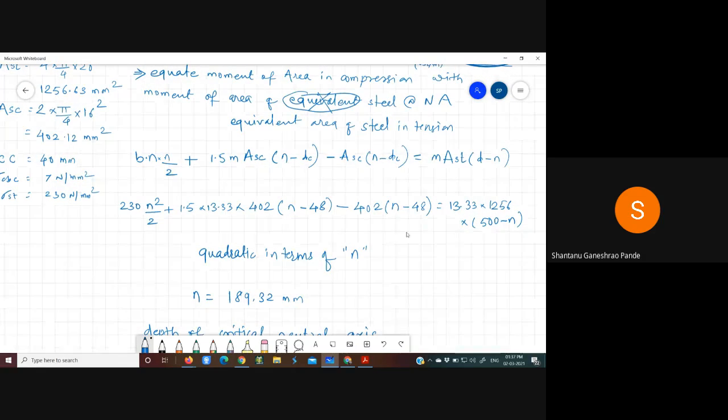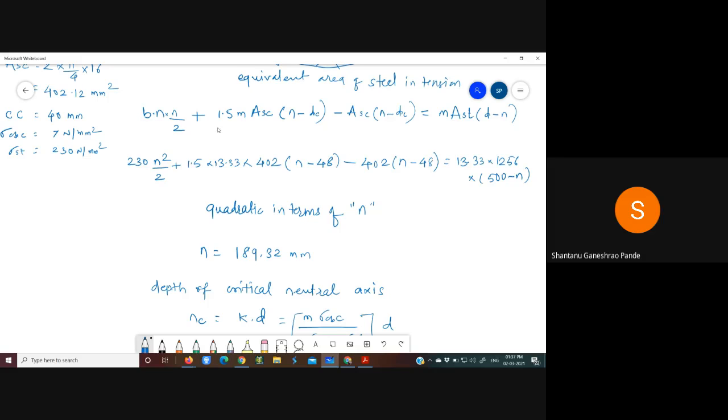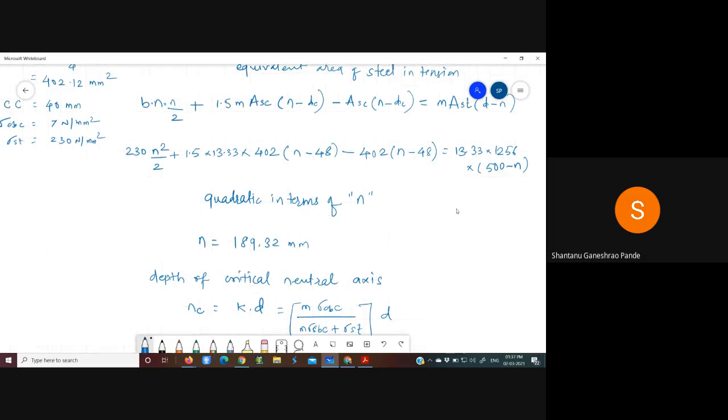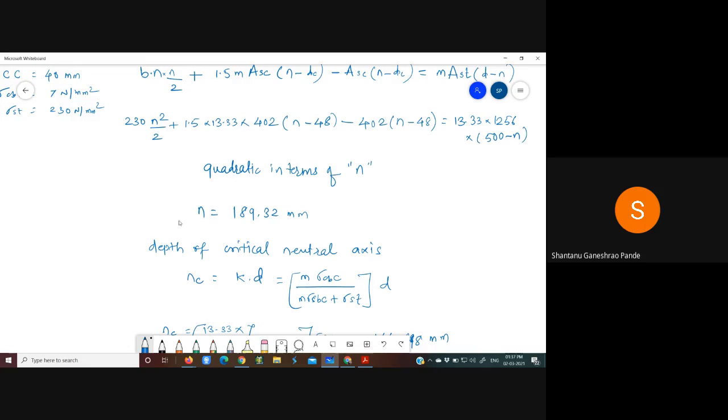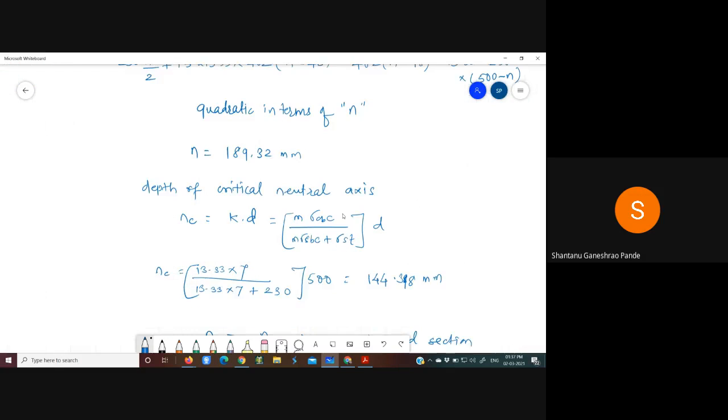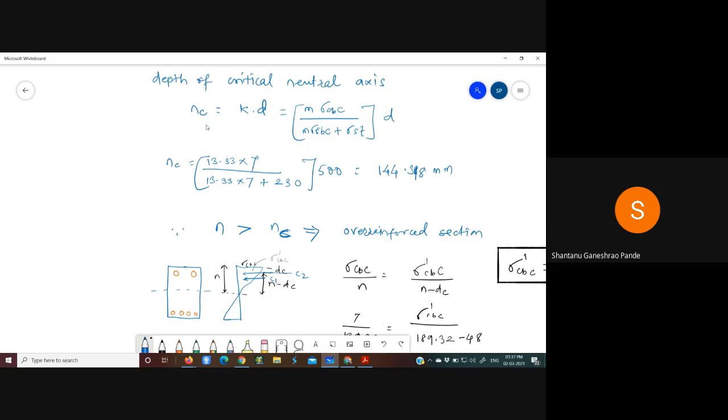So that expression comes out to be Bn square by 2 plus 1.5 m ASC into n minus dc, minus, since the compression steel area's moment is to be deducted, that is ASC into n minus dc. Then it is equated with the equivalent area of steel and its moment about the neutral axis. So m AST is the equivalent area, then D minus n is the geometrical CG distance from the neutral axis. Simplifying that, you can get the depth of actual neutral axis.